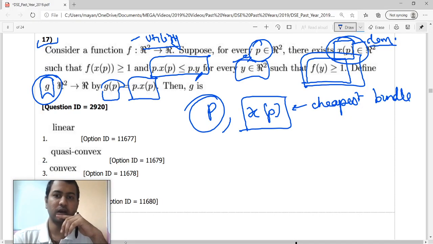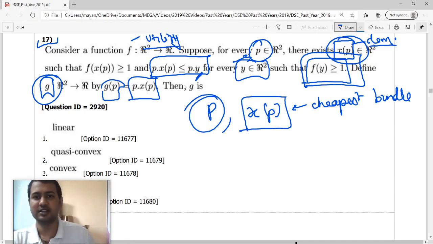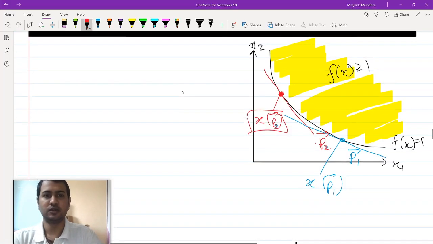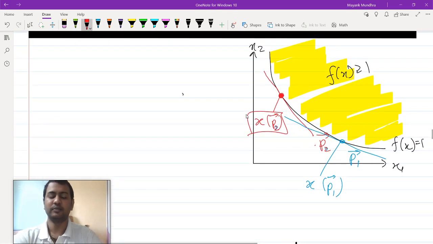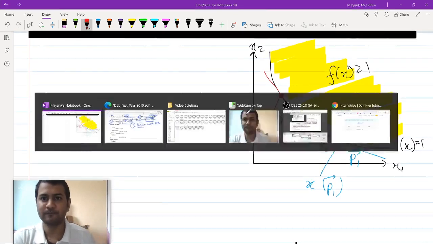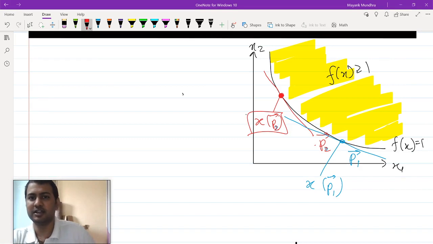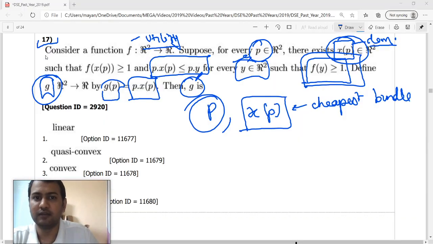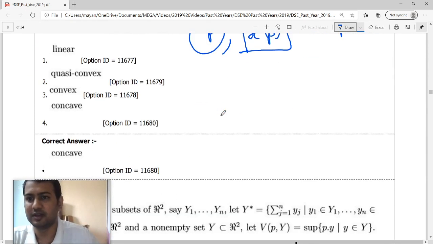So given the p1 vector and p2 vector, he is asking me about the function g. So let's look at what happens to this function g. This function g is nothing but the expenditure function. So this is question number 17. I have to show that the expenditure function g is one of these things: linear, convex, or concave. The answer is concave.